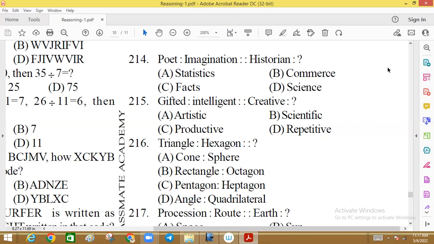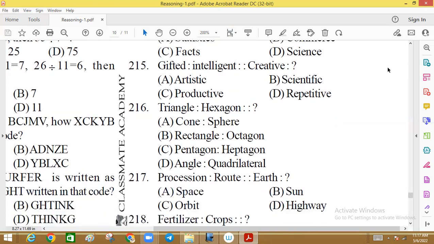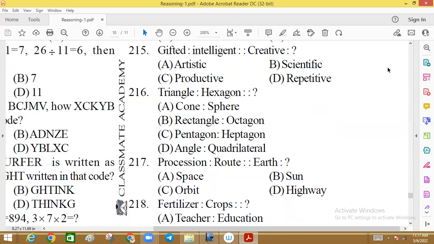Okay. Next one, 216. Very easy question. I think you can answer it. Triangle, hexagon. Similarly. Triangle, hexagon: tri means 3, hexa means 6. So exactly double. The same way, what's the answer? Rectangle, octagon. Rectangle has 4, octagon, how many do we have? 8. Good. Next one.